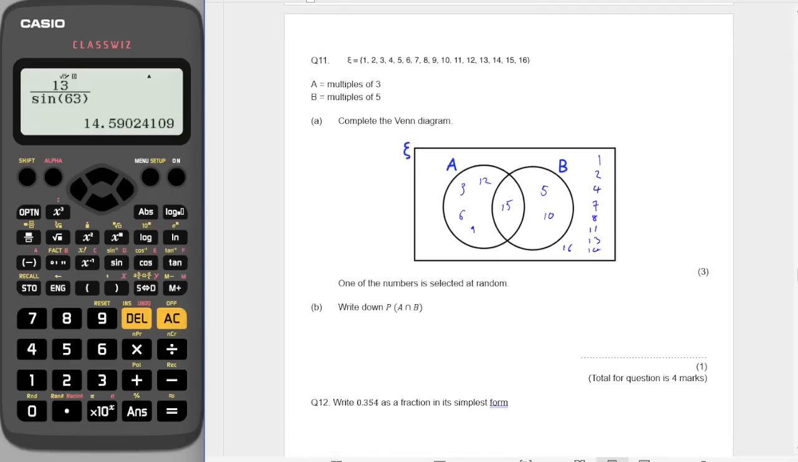Right, one number is selected at random. Write down the probability of A ∩ B, so that means A intersection B. We've got only one number in the intersection, and we've got 16 numbers in total. So 1 out of 16.